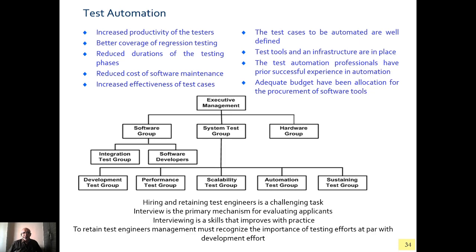So test cases can be automated and test tools are there, but what is the problem? The problem is that you should have the testing teams in groups. What does that mean? The software group will have software developers and the integration test group. The system test group will have development, performance, scalability, automation, and sustaining test groups. The last group is hardware. So many kinds of NFRs come into the picture.